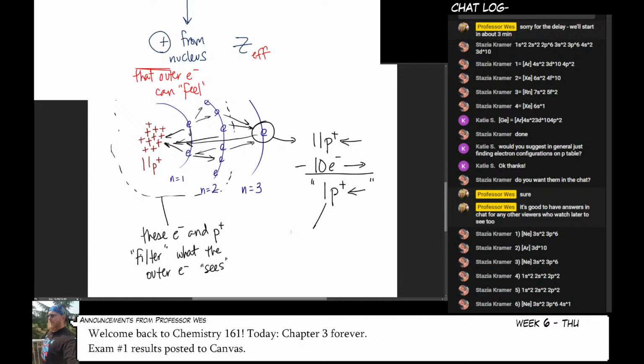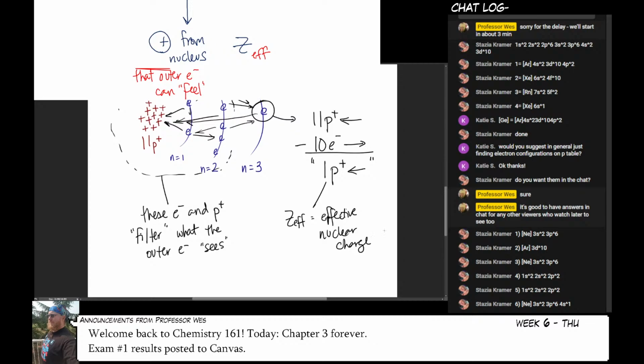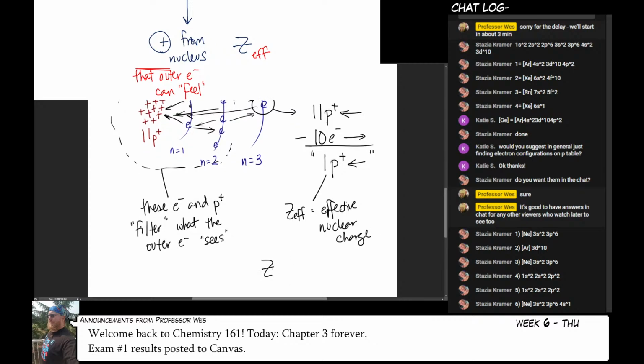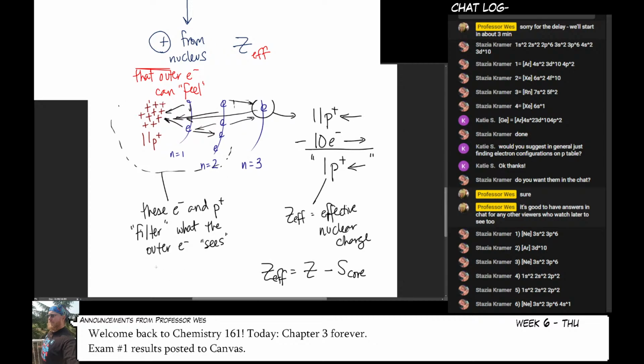And this we're going to call Z effective, or effective nuclear charge. And the way that we calculate Z effective is by using this formula. Z effective equals whatever Z is for the atom you're looking at minus any core electrons, where S stands for shielding or screening or filtering or whatever you want to call it.